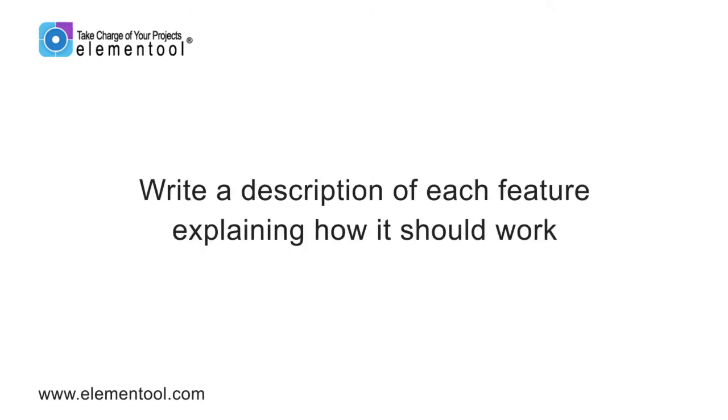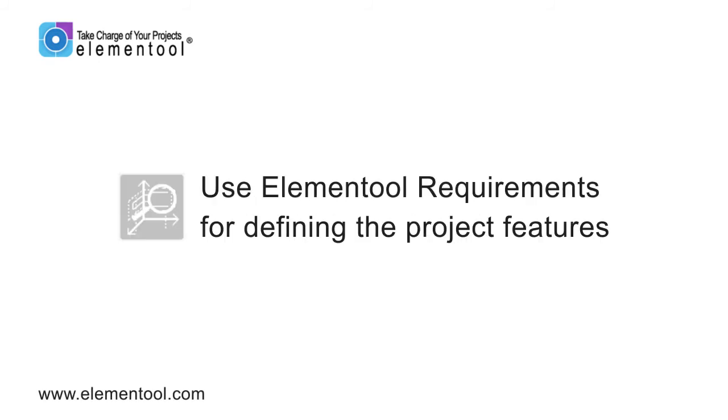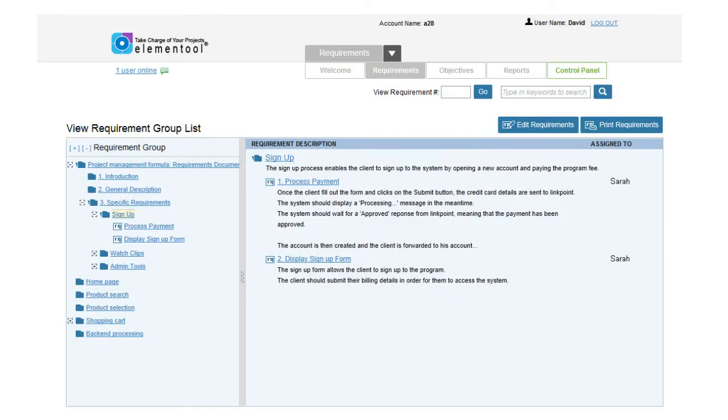Once you have a list of features for the project, you will need to write a description of each one, explaining how it should work and what components it needs to include. We recommend using Elementool's Requirements Management System for defining the project features. Using this tool, you can create the feature list and write the description of each feature. See our Project Management Formula program for more information on features.